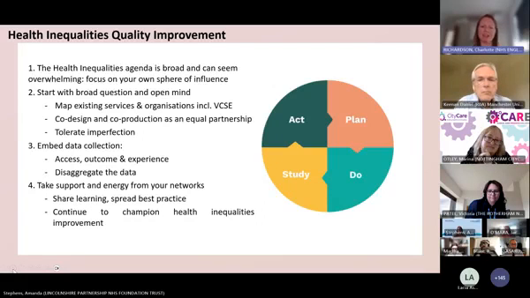In terms of planning projects, starting with a broad question and an open mind is key. I think in this work, where the reasons for the inequality may not be clear, having an open mind about what the solutions might be, and having a co-design and co-production approach with those underserved populations that are facing the inequality, approached as an equal partnership, is really key.